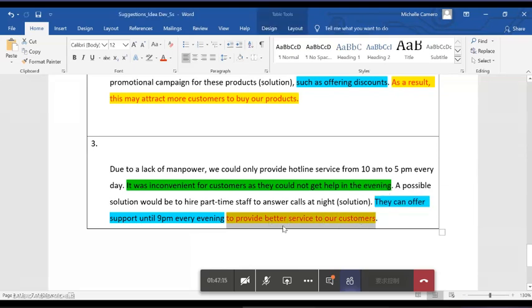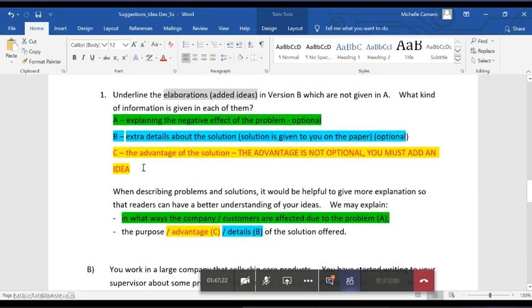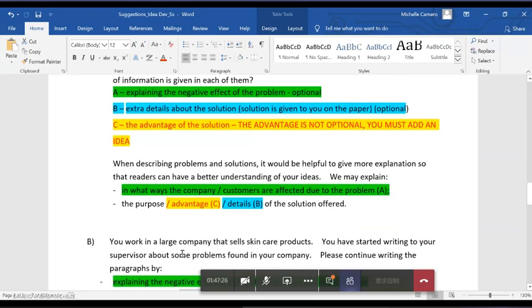Remember, the red and yellow stuff is the advantage. That's not optional. You must add that. So that idea is an example of C, the advantage of the solution, which remember is not optional. You must add that idea.